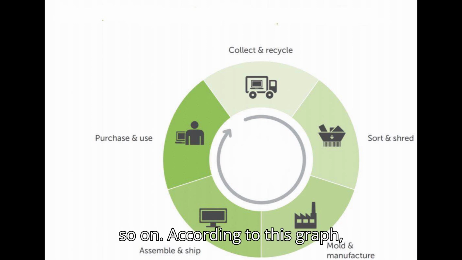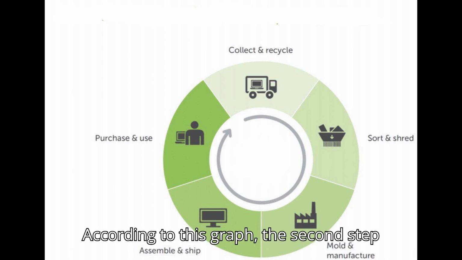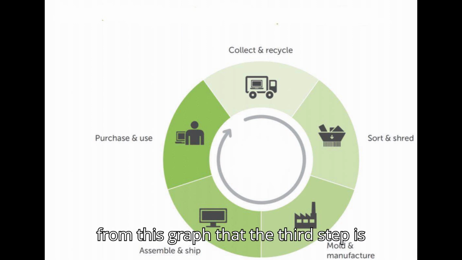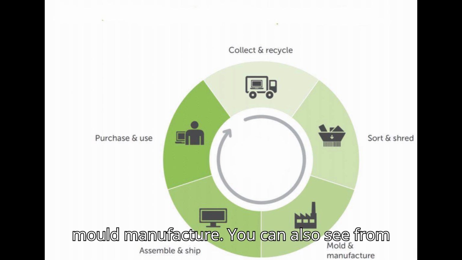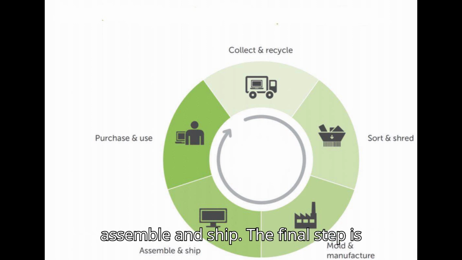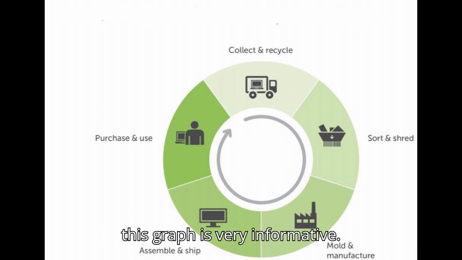According to this graph, the first step is to collect and recycle. According to this graph, the second step is sort and shred. You can see from this graph that the third step is mold manufacture. You can also see from this graph that the next step is to assemble and ship. The final step is to purchase and use. In conclusion, this graph is very informative.